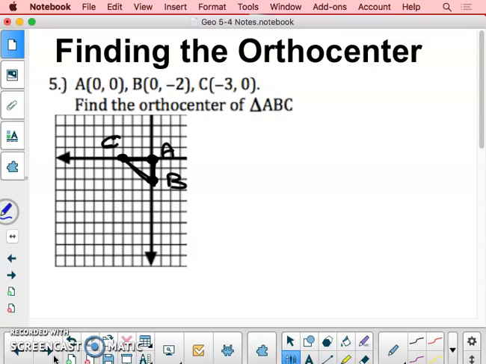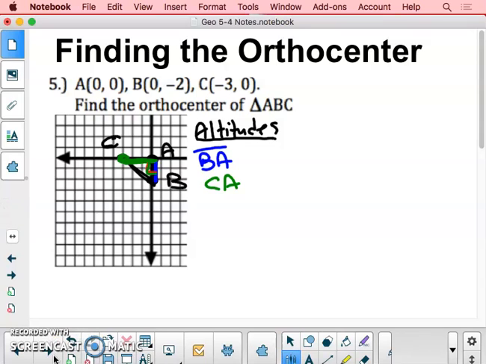Now, I have a vertical line here. I have a horizontal line here. What we know about horizontal and vertical lines is that they meet at 90, which means that BA is an altitude. If I were to make a little list of altitudes, BA is an altitude, so is CA. That one goes through a vertex and is perpendicular to the opposite side.